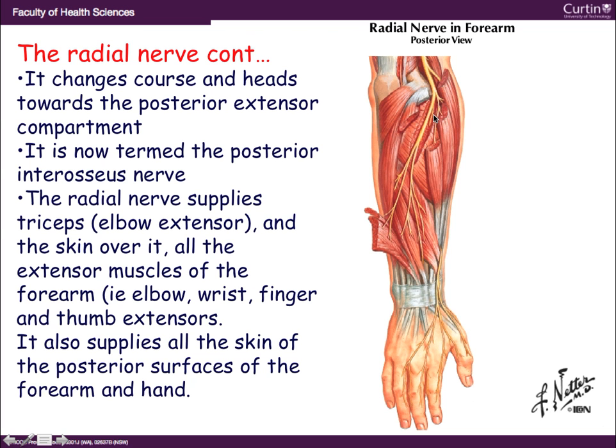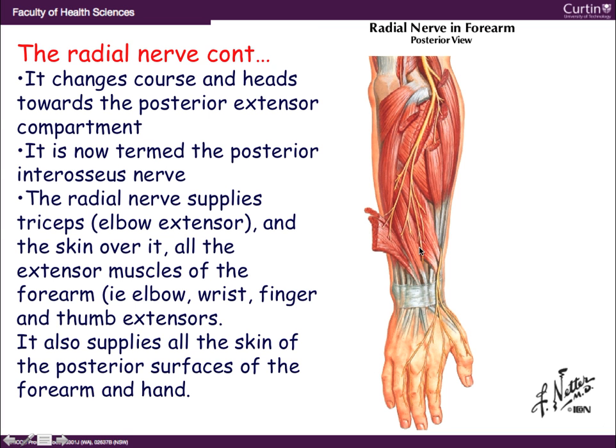And once it comes through the supinator, we don't call it the radial nerve anymore, we actually call it the posterior interosseous nerve. And as the posterior interosseous nerve dives through into the antebrachium, it's going to supply all the posterior forearm muscles, all of the posterior forearm muscles of the forearm and hand.